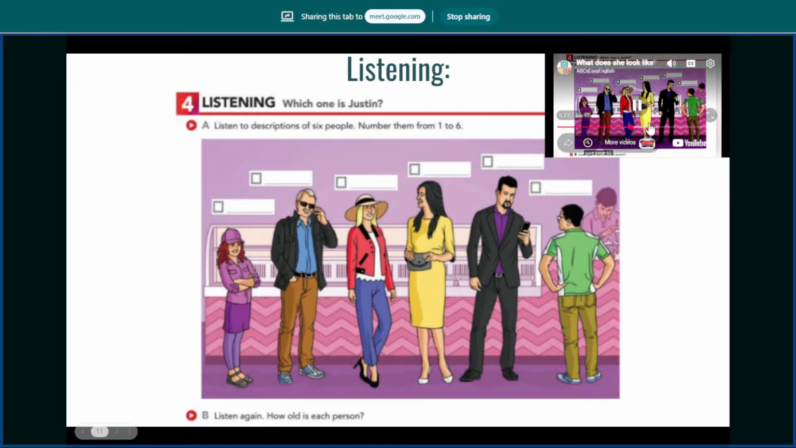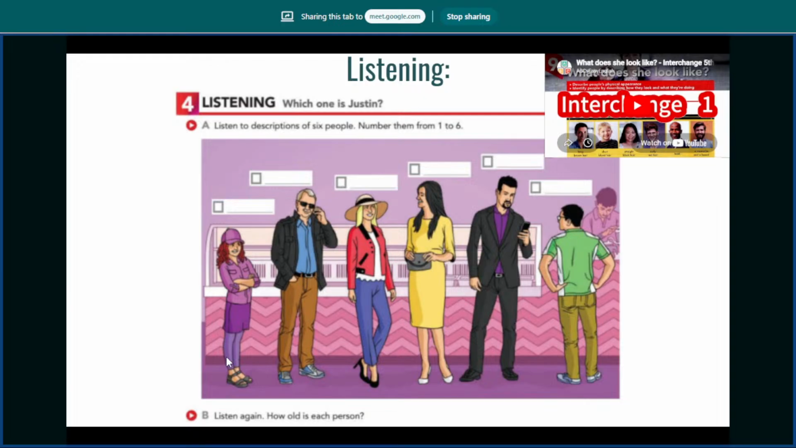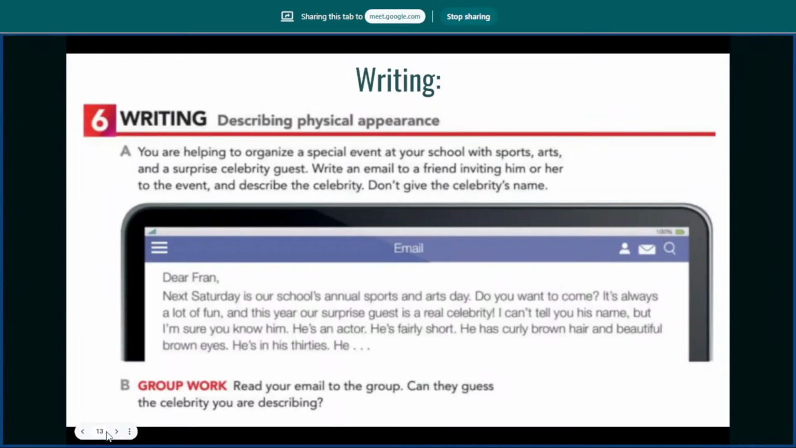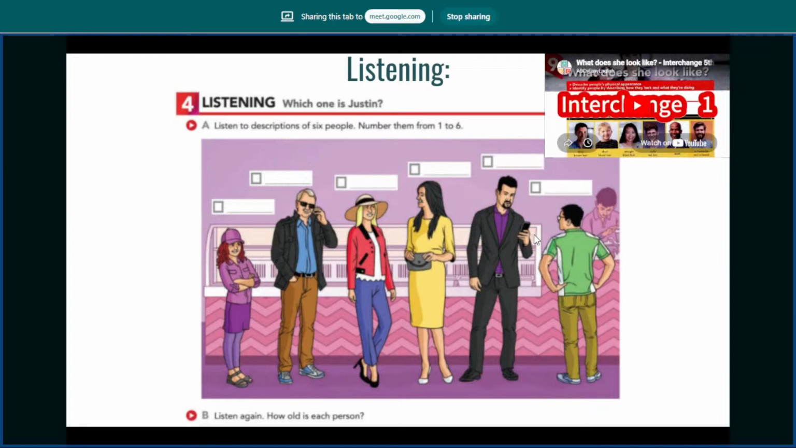Page 60. Exercise. Sorry, I was speaking on mute. Did you get all the answers? Justin, number 6. He has short hair and he wears glasses.